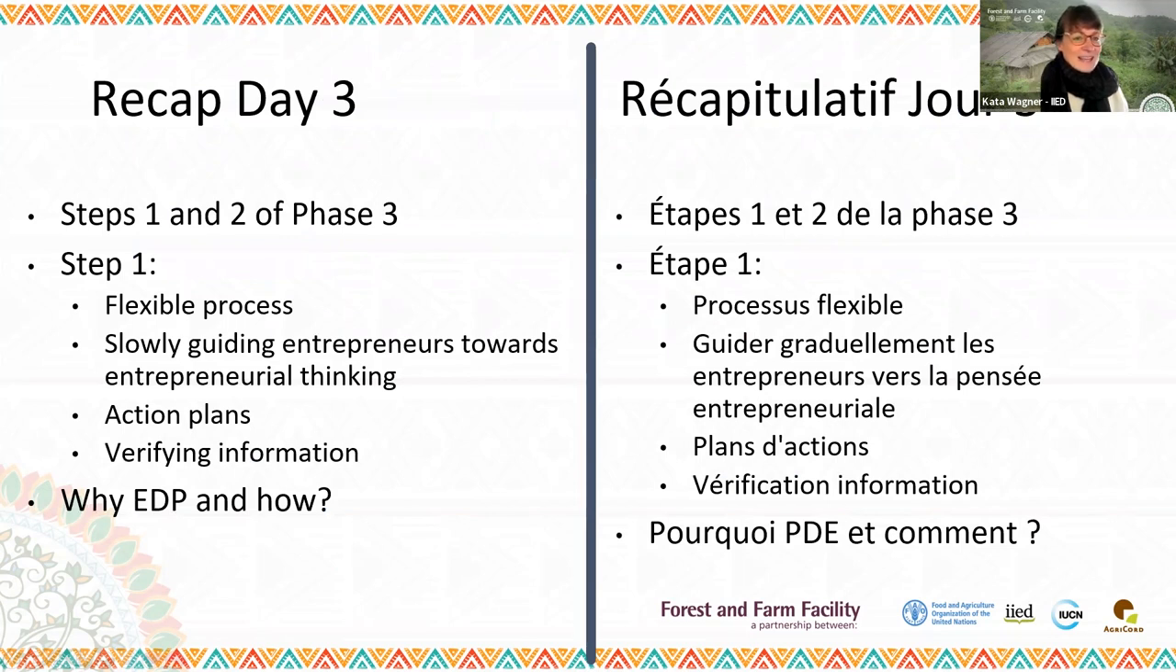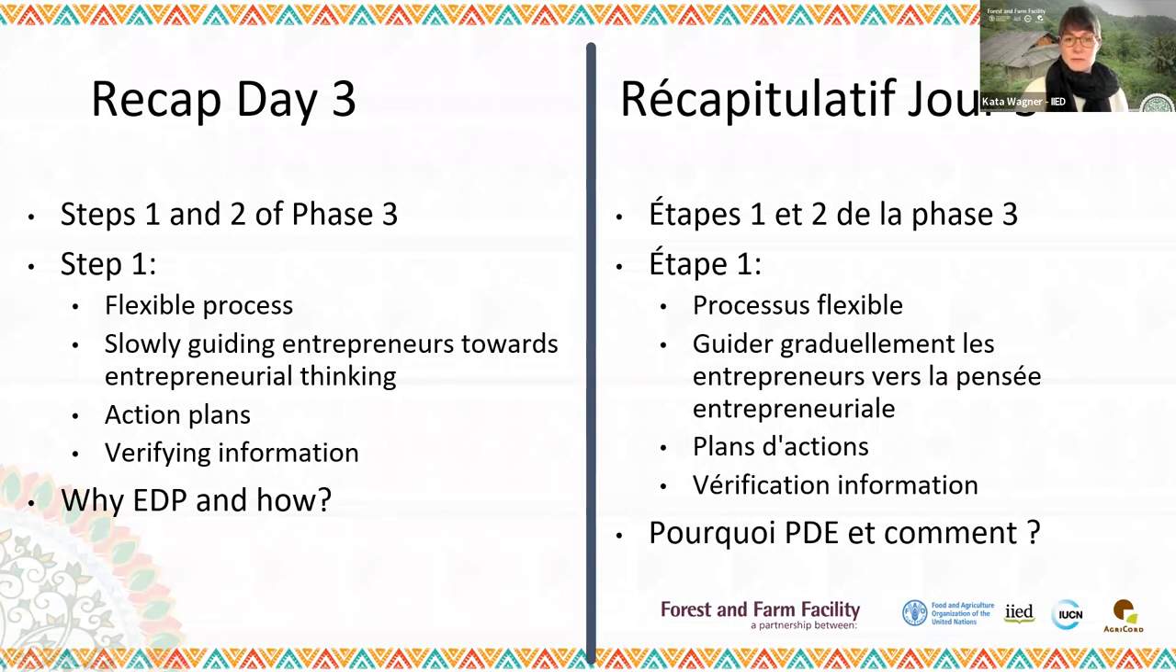So what did we talk about yesterday? Well, we went through steps one and two of phase three, and just a few things to note on phase one to recall for all of us. We said that this is quite a flexible process, going from phase one to phase two is quite flexible, and it's not so easy to draw a hard line between those two phases. But in essence, what step one is for is to slowly guide the potential entrepreneurs towards an entrepreneurial thinking and start visualizing the data that was collected in phase two to then transform them into action plans. And it's also a moment where the facilitators can work with the entrepreneurs in verifying some of the information that they have collected.